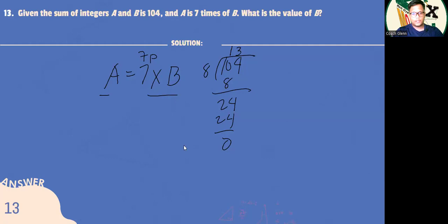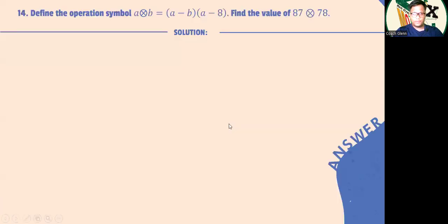So let's go to the next problem now. Number 14. Define the operation symbol A operation B is equal to A times B multiplied by A minus 8. Find the value of 87 operation 78. So all we need to do here is follow the steps in our operation given.